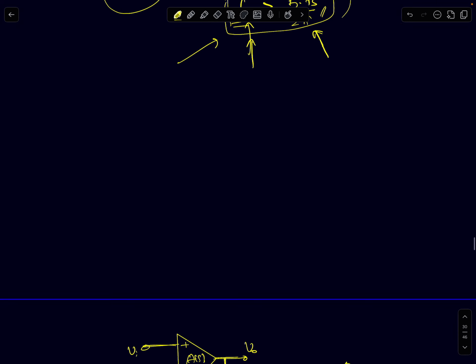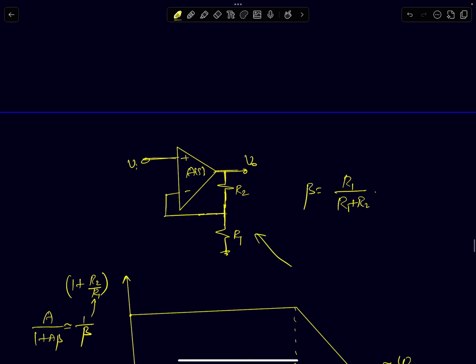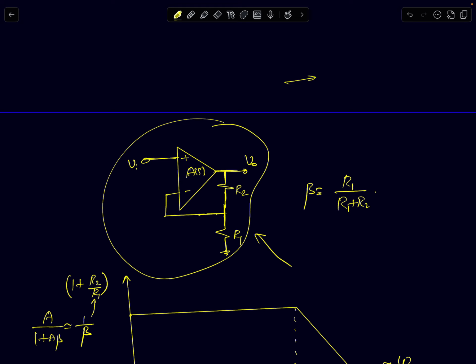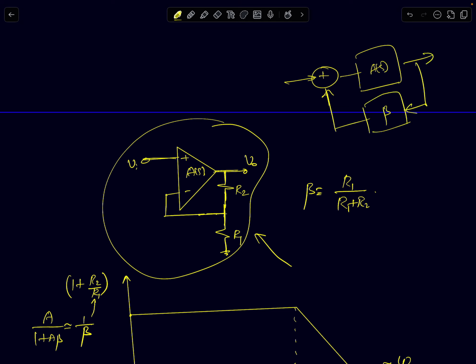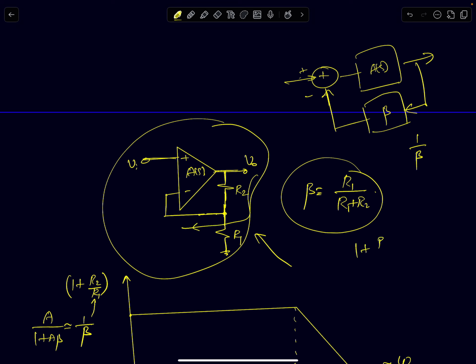So the same rule applies for non-inverting amplifiers as well. A non-inverting amplifier can also be very easily modeled as a closed loop system with a control loop model in this manner, right? Forward path gain A and the feedback path can be written this way, and the closed loop gain for this is typically 1 by beta, where beta here is given by R1 by R1 plus R2, that's the feedback quantity. So 1 by beta will be 1 plus R2 by R1, and this can be easily modeled as a control loop model with a forward path gain and a feedback factor of beta.